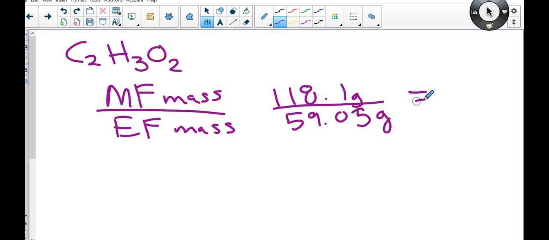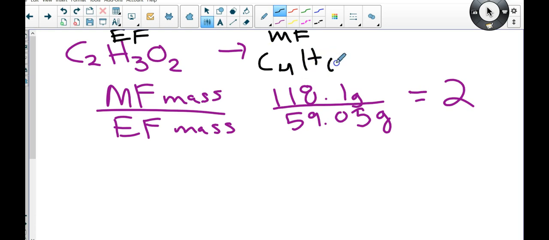So I can easily look at that and see that I'm about to get 2, right? Because this is twice as heavy. And so now the molecular formula, so this is my empirical formula. This is a molecular formula. It's going to be C4H6O4. Is it good? That's a whole nother one.